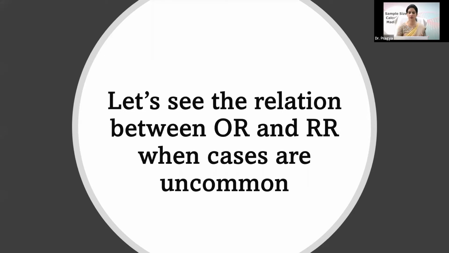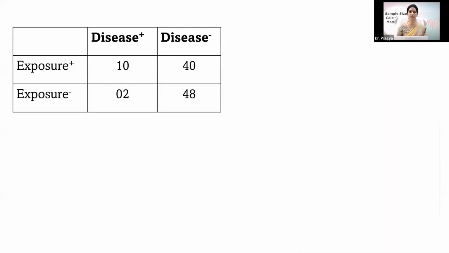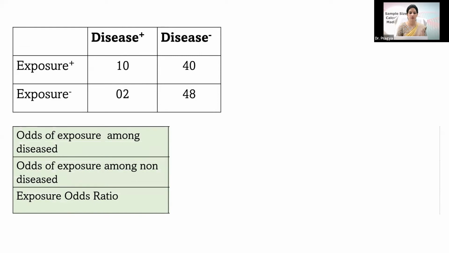So now what will happen? Now see this thing. There is a presence of disease and there is an absence of disease, and you can see the exposure and outcome. In this case, this is a 2 by 2 table and you can see the distribution 10, 40, 2 and 48. So now you have to answer these questions. First is the odds of exposure among disease. What is the odds of exposure among disease?